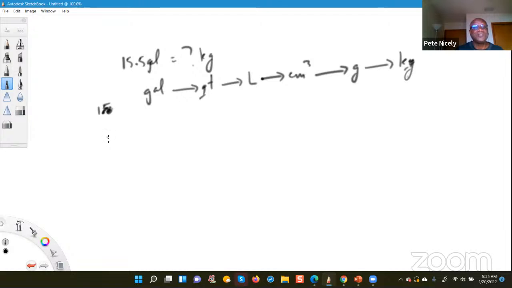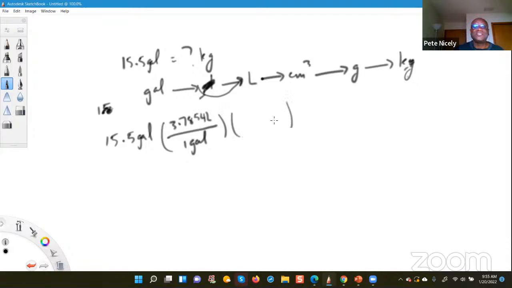Okay, so I'll start off with 15.5 gallons. And according to this, hold on, wait a minute. Actually, I don't need to go to quarts. I can go from gallons straight to liters, all right? So to go from gallons to liters, according to the table, 1 gallon is equal to 3.7854 liters, all right? And then to go from liters to centimeters cubed, the relationship is 1 liter is equal to 1,000 centimeters cubed.